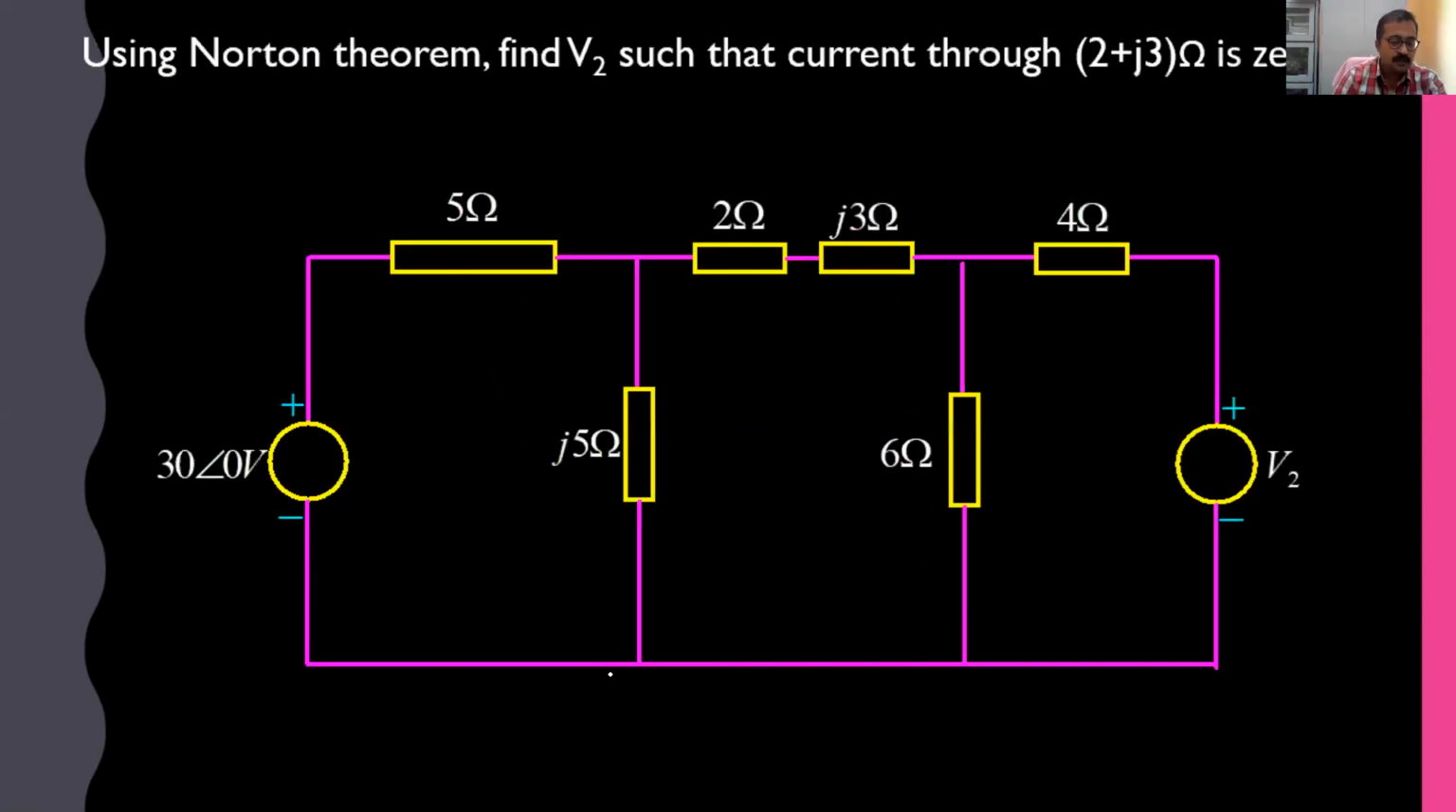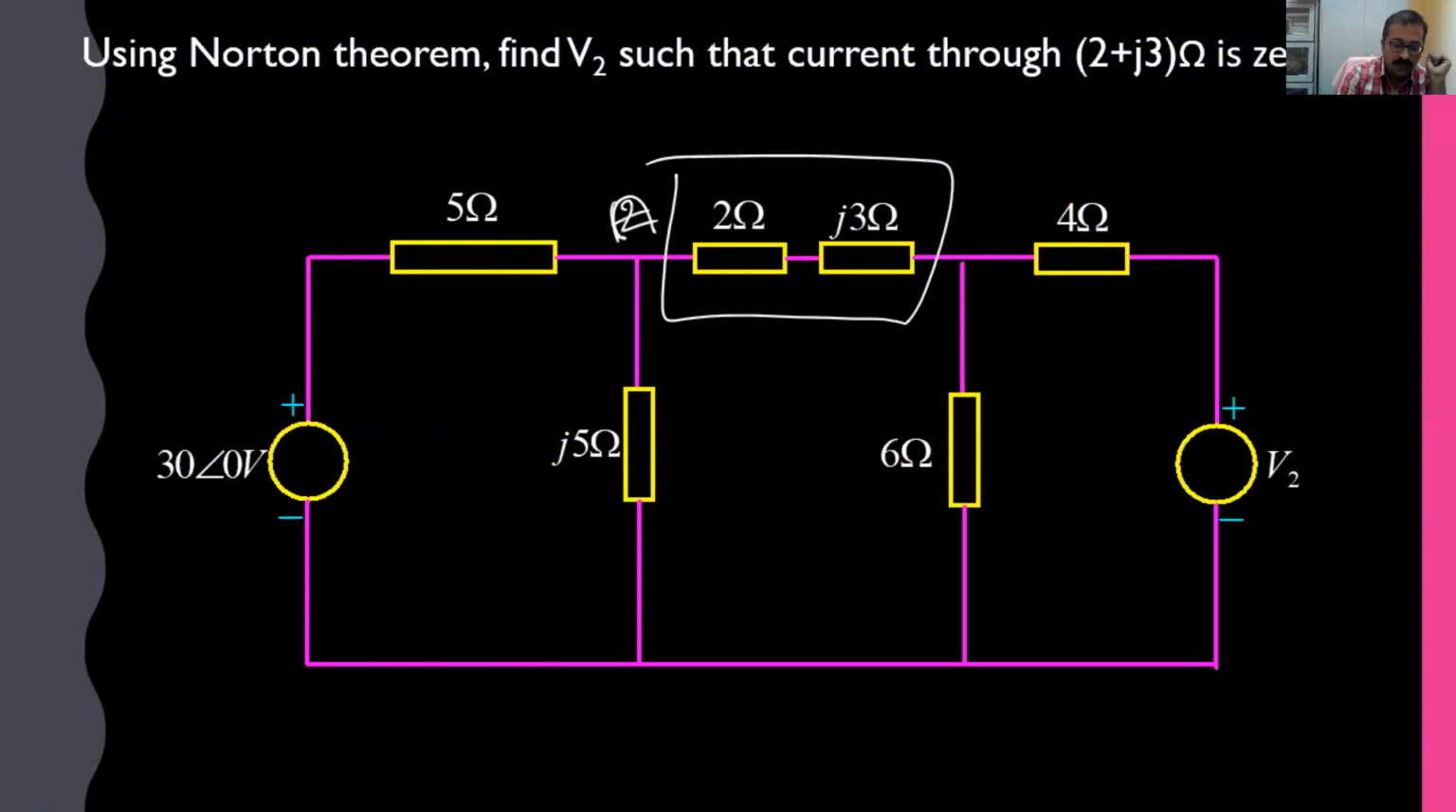Next problem. Using Norton's theorem, find V2 so that the current through 2 plus j3 ohm is 0. Okay, so this is the load, which means that it must be short circuited, because Norton current is what? It is the short circuit current flowing through the load terminals. Here the load terminals are 2 plus j3.